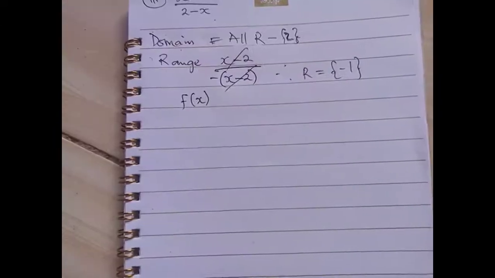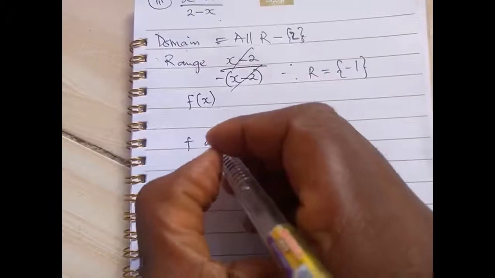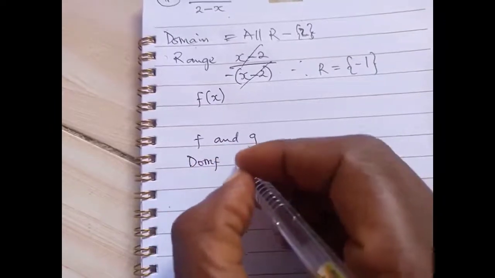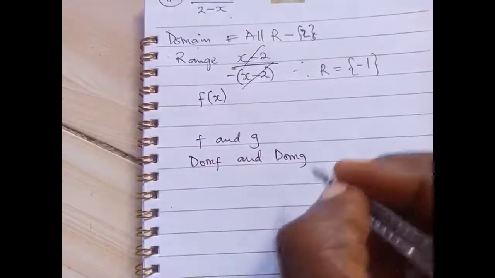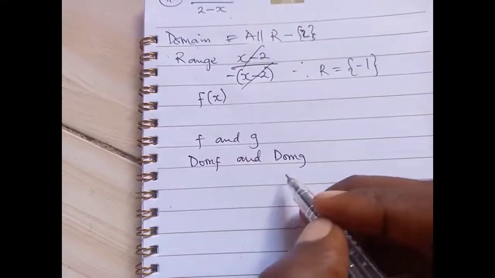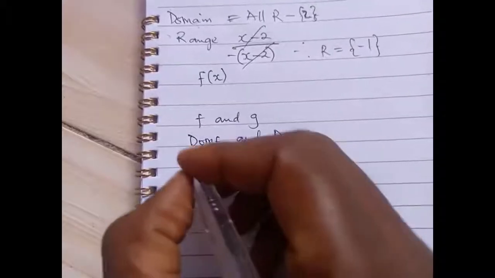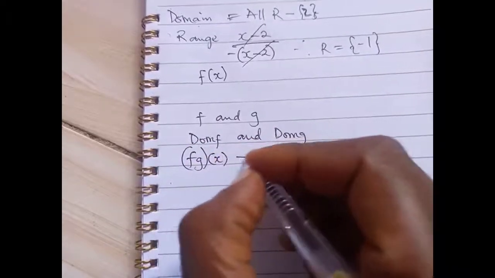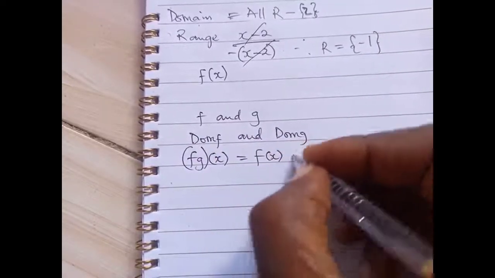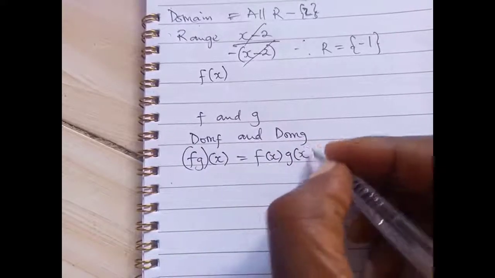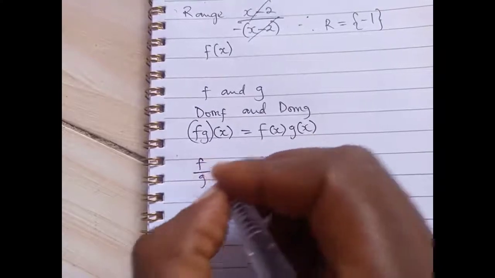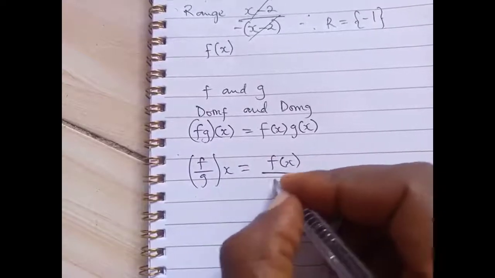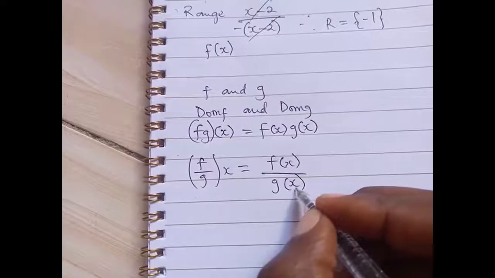Now, if f and g are functions with domain of f and domain of g, where the domain of f and the domain of g are subsets of the same set, then it means that fg of x is equal to f of x times g of x, and also f over g of x is equal to f of x over g of x, provided g of x is not equal to 0.